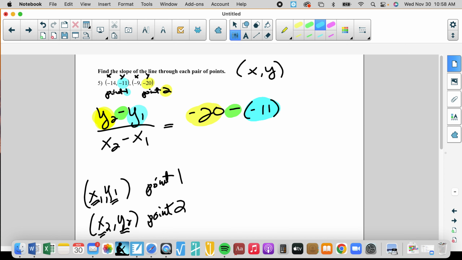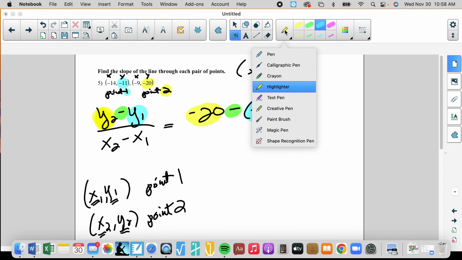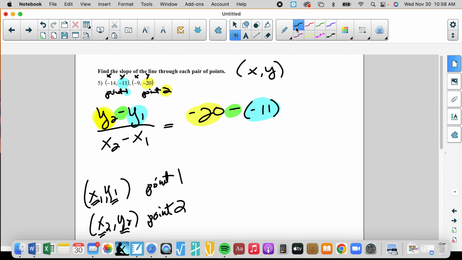They confuse those two negatives. So make sure that you write this negative. You have to be able to write that negative. And then x sub 2, that's my x value, is -9 in my second point, minus my x value in my first point, which is -14. So this is a real tricky one to start off with.